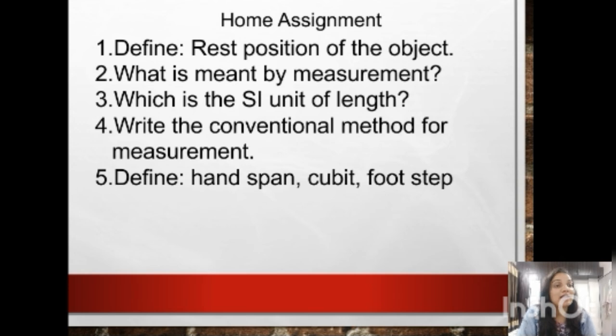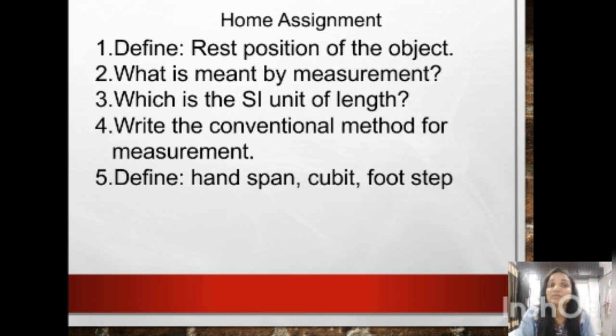Here in this slide, I have not written footstep because some of the students are not listening to the video carefully. That's why I have skipped one ancient unit, footstep, which is given in the textbook, but I have not given it in written form in the PPT. But in the figure footstep is given, so you have to remember it and write down the ancient units: first one is hand span, second one is cubit, third one is forearm, and fourth one is footstep. Fifth, define hand span, cubit, and footstep.